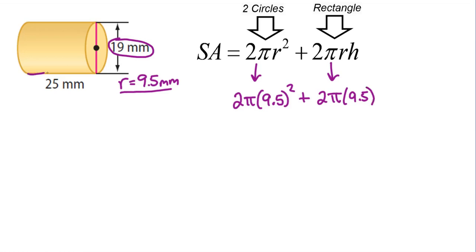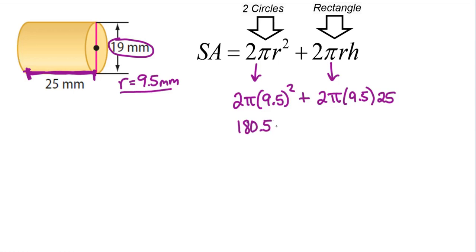Now the height is this distance right here, even though it's laying flat. This is still the height of the cylinder. So if we were to imagine the cylinder standing up on its circle bases, that would be the height of it, 25 millimeters. And now I just need to do my calculations. Now again, I'm not going to use my pi button yet. I'm just going to take 9.5 squared times 2, and 9.5 squared times 2 is 180.5.